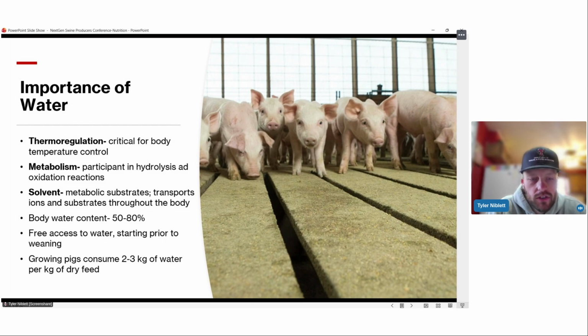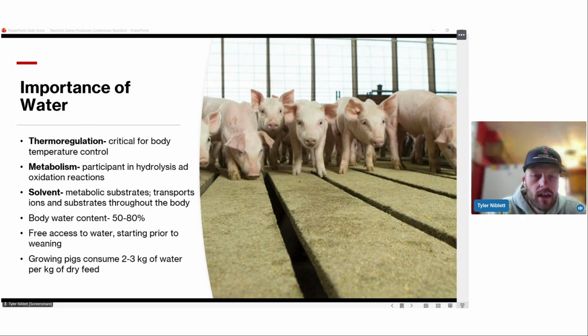The best thing you can do is provide free access to water for your pigs starting prior to weaning. So in our farm here, we've got water nipples in the farrowing crates dedicated to the pigs on a pig level so they can access that water.